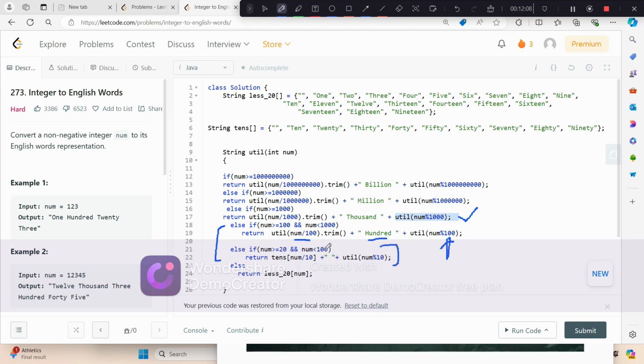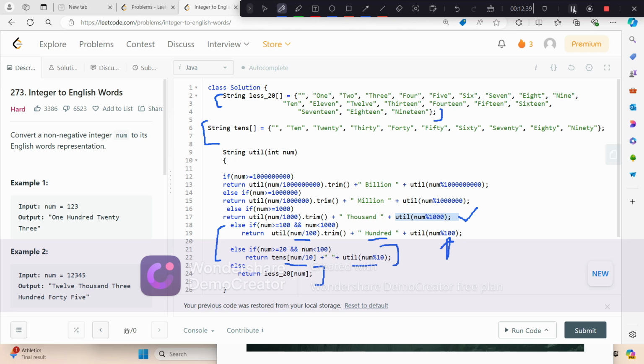Okay, and then we are coming here, else if nums is greater than 20 and less than 100, it means it is a 2-digit number which is coming into this category, the tens one. In that case what we are doing, we are calling on nums divided by 10 for that number, and we are not appending anything, and then we are calling for the remaining numbers. Else if it is any number which is less than or equal to 19, then we are directly returning whatever is residing at that index. So see here, this is our recursive approach.